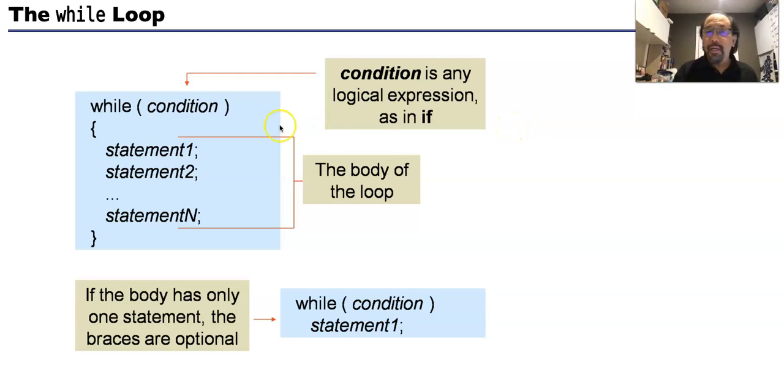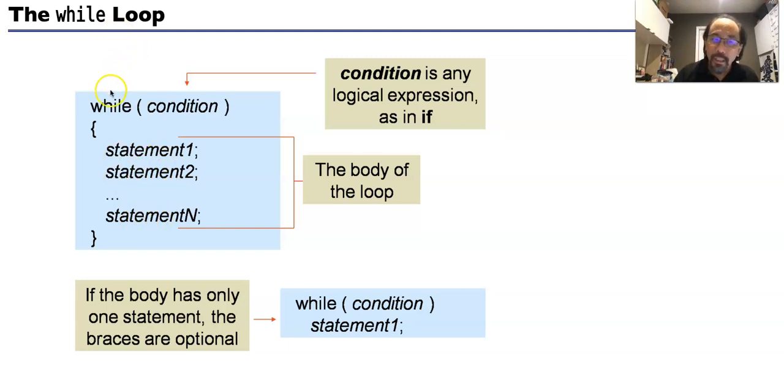The while loop is very similar in syntax to the if statement in Java. We use the while keyword right here. We have a Boolean condition within parentheses, and then we have the body of the loop, which is the bunch of statements that we want to repeat.